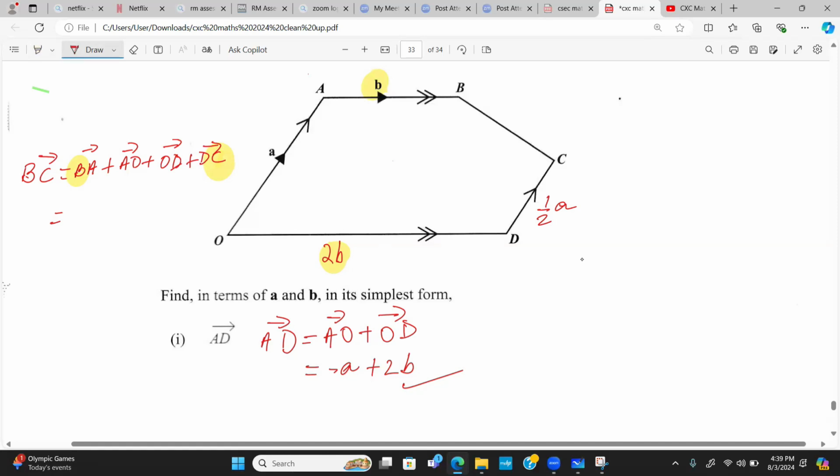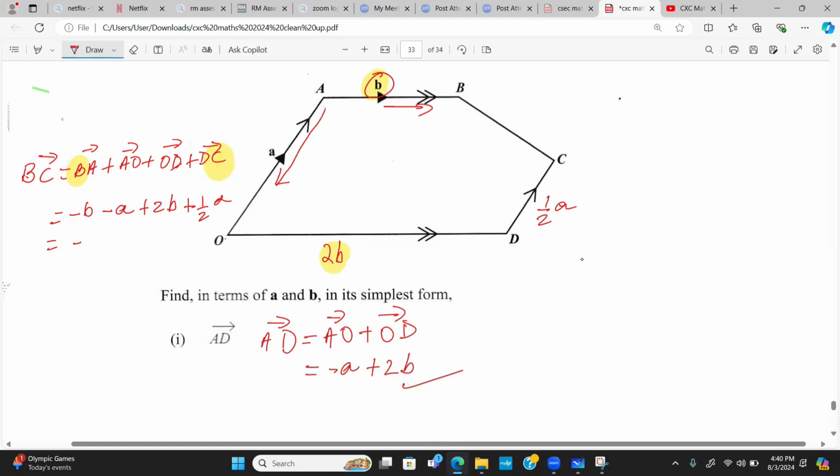Let us now look at the arrows, the direction in which we are going, and the direction that was already placed on the diagram that we got. BA, as you could see, I'm going opposite to the direction here. So it's going to be a negative B for me here. Then I'm going to come against this again. So I'm going to go in negative A. But my OD is in the same direction. So it is positive 2B. And my DC is in the same direction. It's positive half A. What I want to do here is to collect my like terms.